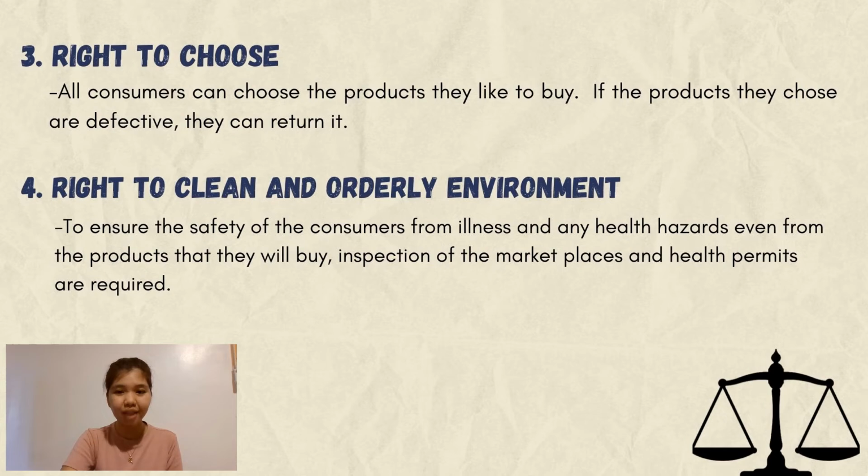Next is the right to choose. All consumers can choose the products they like to buy. If the products they chose are defective, they can return them. Next, the right to a clean and orderly environment. To ensure the safety of consumers from illness and any health hazards, even from the products that they will buy, inspection of the marketplaces and health permits are required.